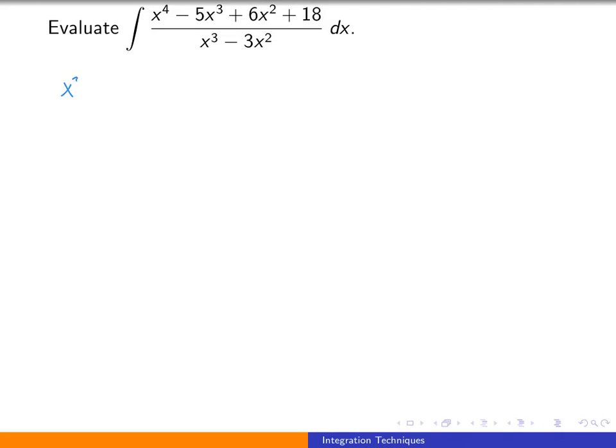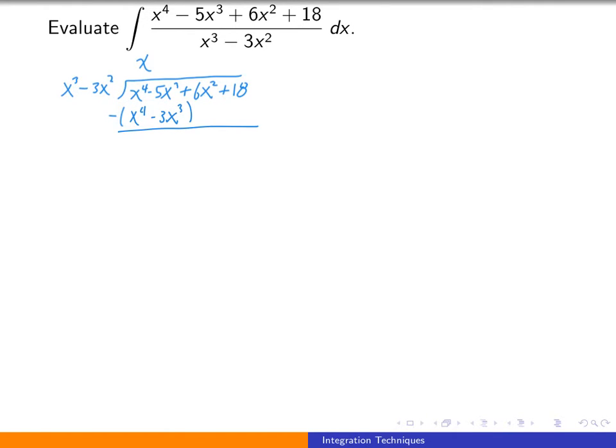So we need to take the x cubed minus 3x squared and divide it into x to the 4th minus 5x cubed plus 6x squared plus 18. So we ask ourselves, x cubed multiplied by what will give us x to the 4th? The answer is x, so we subtract away x multiplied by the x cubed minus 3x squared. So we're subtracting away x to the 4th minus 3x cubed.